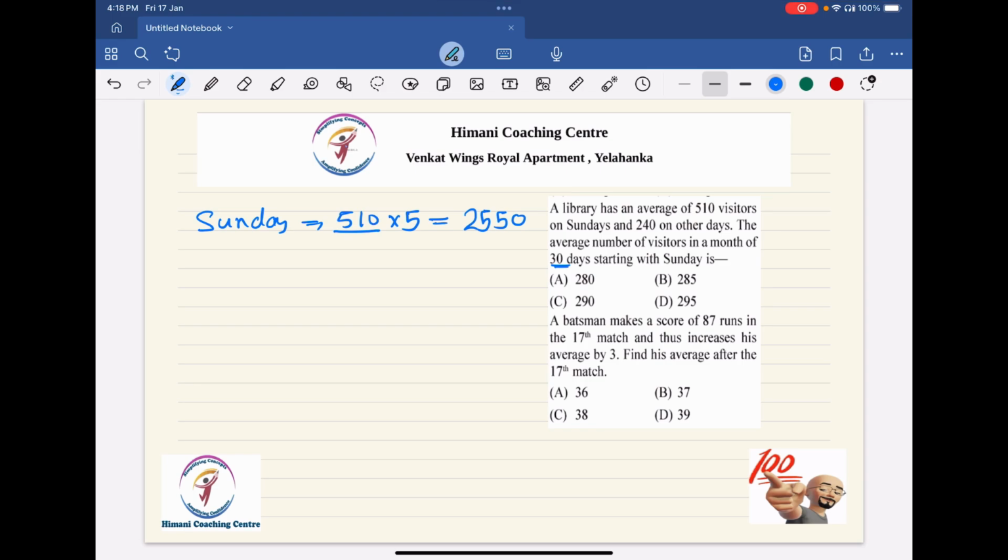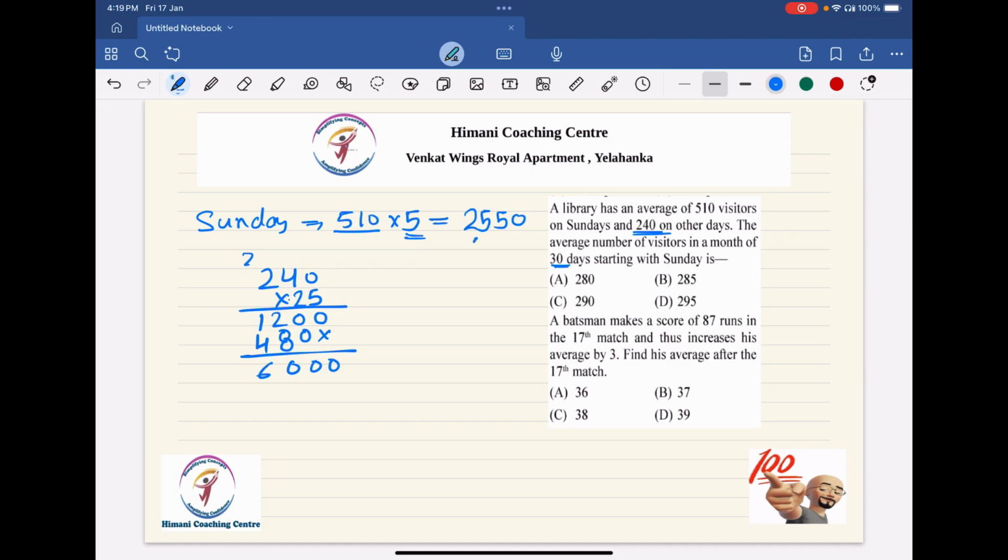Now, out of 30 days, 5 days gone. So how many days are left? 25. And each day, how many visitors are there? 240. So the number of visitors who will visit on the other 25 days, we can just do with the table of 5. 5 fours are 20, 5 twos are 10, 12. Then 2 fours are 8 and 2 twos are 4. We are multiplying with 2.